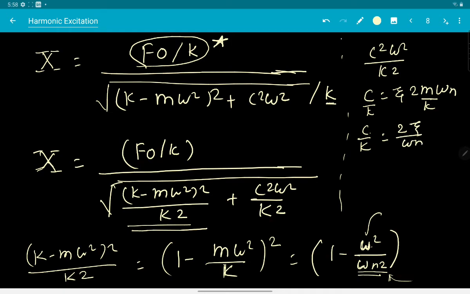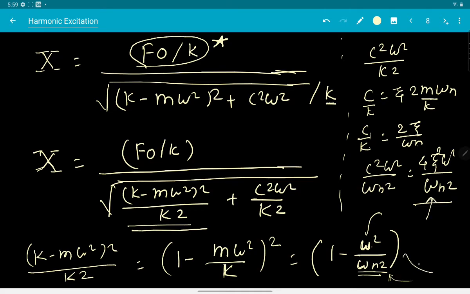This is the expression of c by k, 2 xi omega n. So what is c square by k square? It will be 4 xi square by omega n square. So c square omega square by omega n square will be equal to 4 xi square omega square by omega n square. So we have derived the second term, and the first term we have derived in terms of omega and omega n.